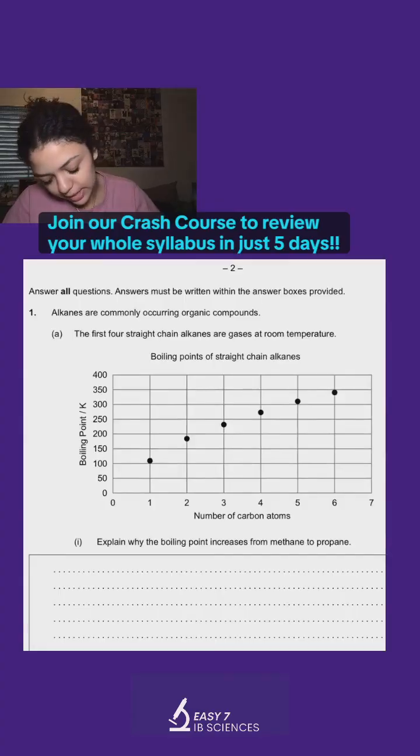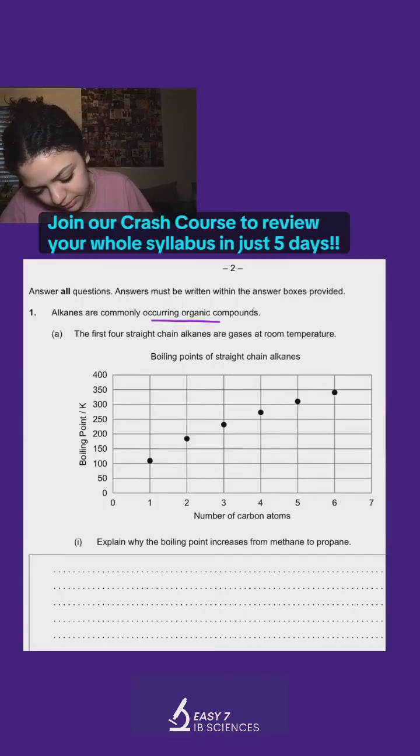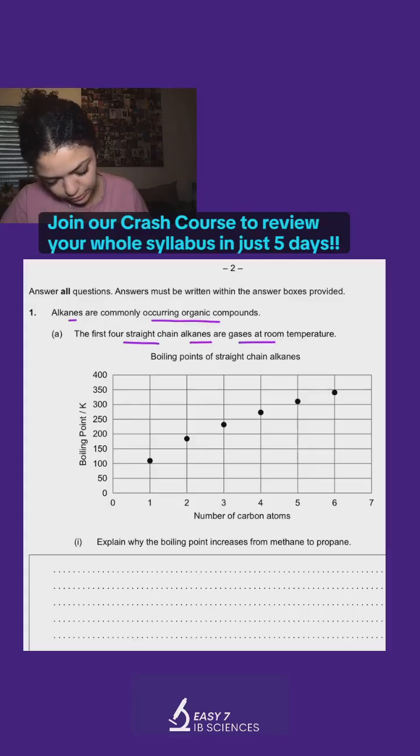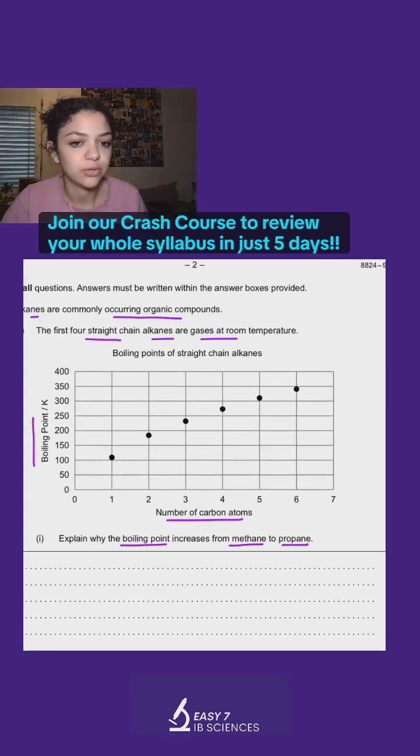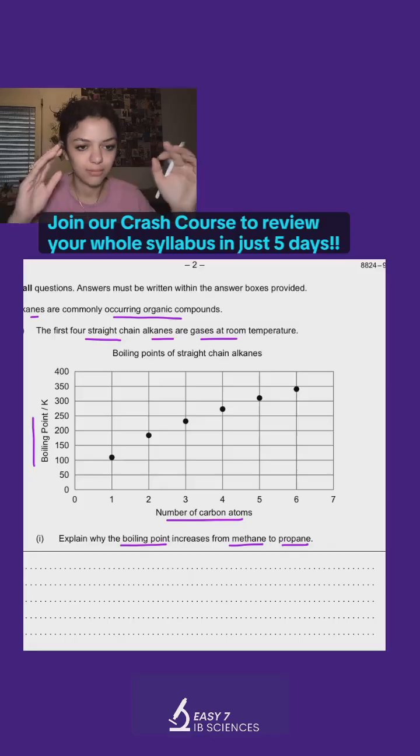It says alkanes are commonly occurring organic compounds. The first 4 straight chain alkanes are gases at room temperature. And it shows you the number of carbon atoms and the boiling point on the y-axis. Explain why the boiling point increases from methane to propane. Now, with these type of questions, I would say they're pretty simple in comparison to getting a calculation question, which is like, whoa, you know?